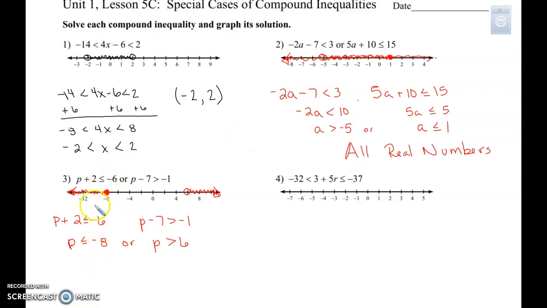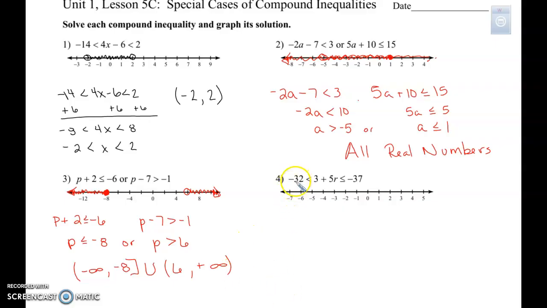So for interval notation, we have parentheses, -infinity, and then -8 with a bracket, unioned with parentheses. This is at 6, and then it goes to +infinity with a parenthesis. Again, closed circle will give you a bracket, open circle will give you a parenthesis.